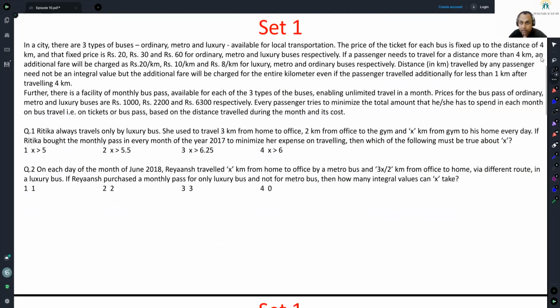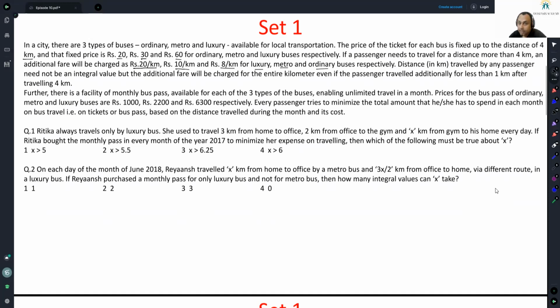In a city, there are three types of buses: ordinary, metro, and luxury, available for local transportation. The price of the ticket for each bus is fixed up to a distance of 4 kilometers. And that fixed price is rupees 20, rupees 30, rupees 60 for ordinary, metro, and luxury buses, respectively. If a passenger needs to travel for a distance more than 4 kilometers, an additional fare will be charged at the rate of 20 per kilometer, or 10 per kilometer, 8 per kilometer for luxury, metro, and ordinary buses.